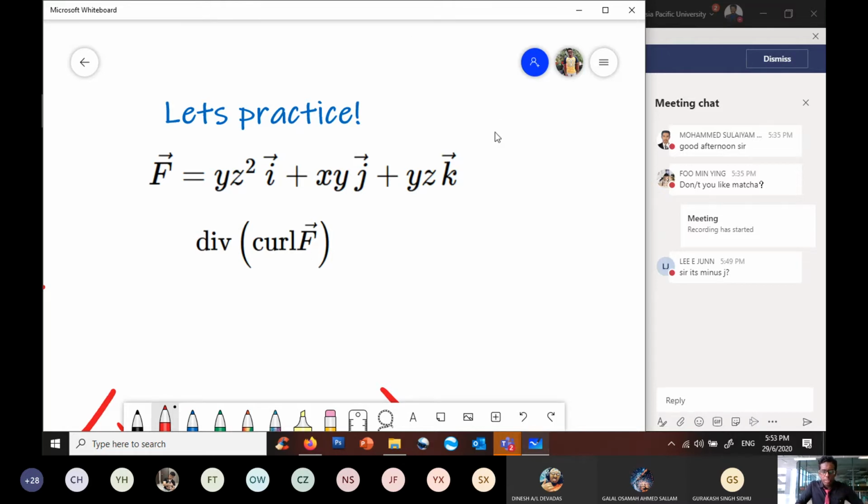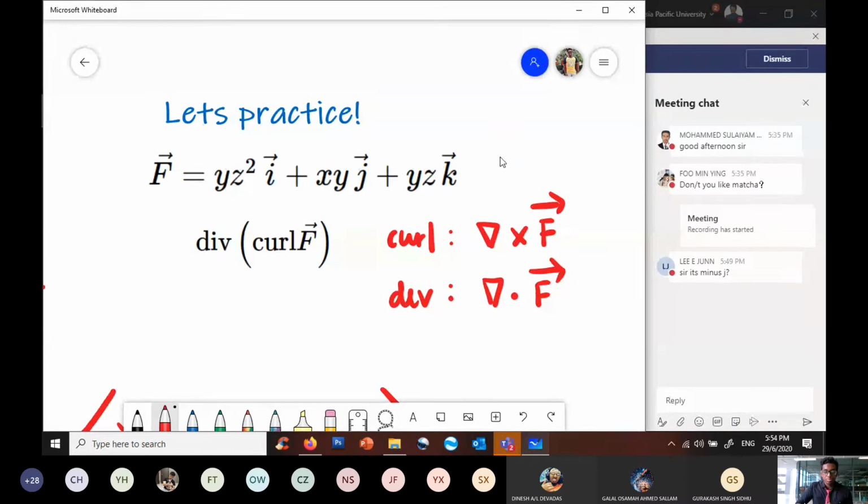Let me write the formula here. For curl, the formula is del cross product with F. For divergence, it's del dot product with F. Okay, try it on a piece of paper. I only want to know your final answer. Remember, they are not two different questions, it's one question. But in that one question, you need to find curl F first, then the divergence of whatever answer that you get. So the final value here, I want to know what is it.